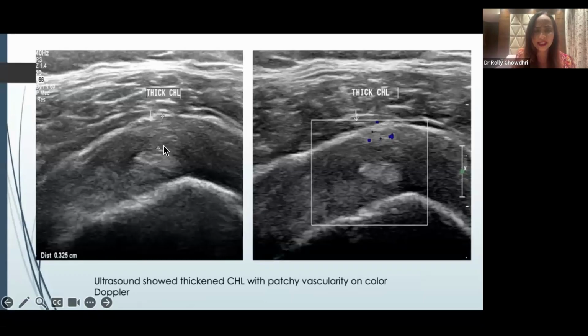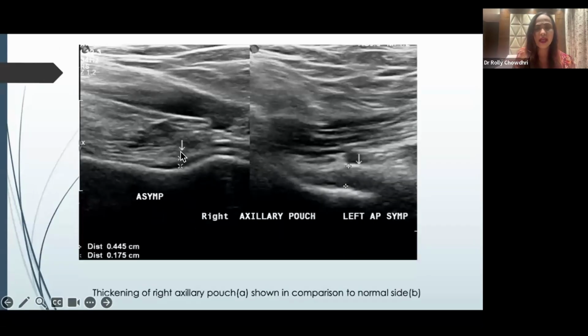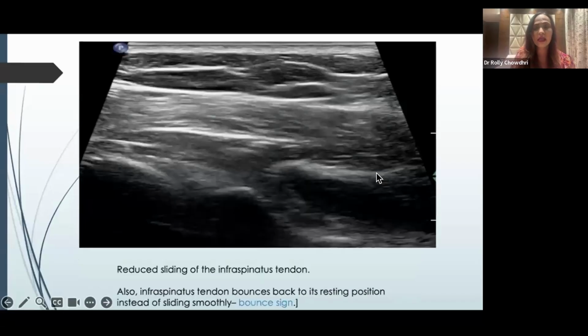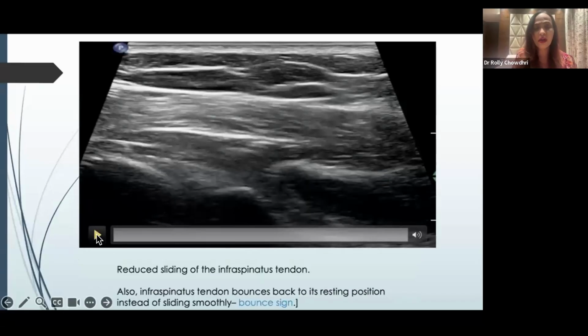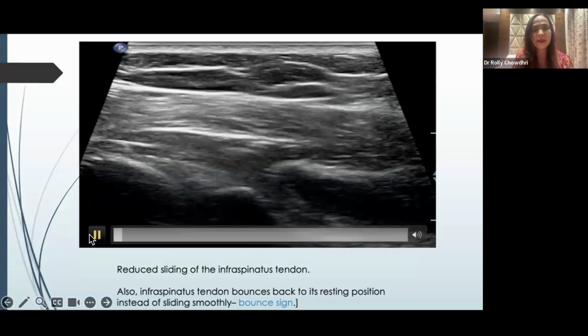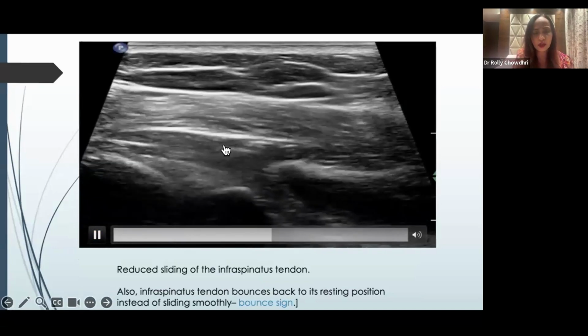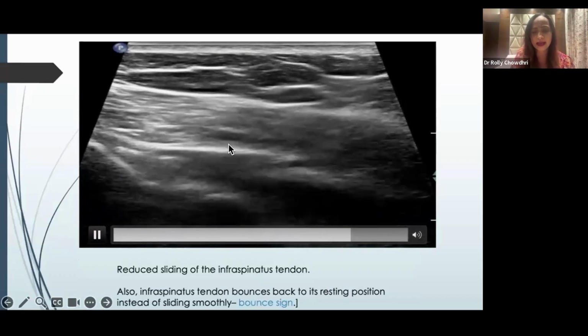This is quite a bit of thickened and hypoechoic coracohumeral ligament with a lot of soft tissue and patchy vascularity, and thickening of the axillary pouch. I compared it with the contralateral side. This is the last video of how I asked her to do the passive external rotation, and I will show you this bounce sign, where it folds toward the capsule and bounces back.